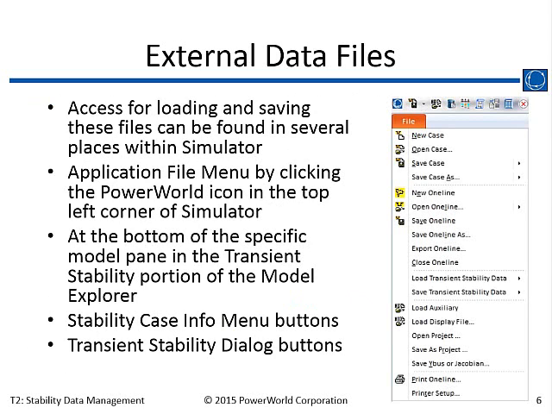The way we've set up Simulator is to give you a number of different ways to get access to saving and loading data and actually doing a lot of different things. One way to load in data is if you go to the File menu, you'll see lots of options for opening a new case, opening a case, saving a case. If you go down here, we're going to eventually get to loading transient stability data, and I don't think we do it in this one right now, but you can also save transient stability data. So we'll get to that in just a second.